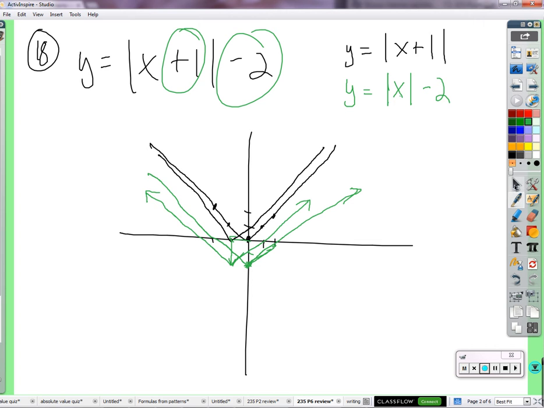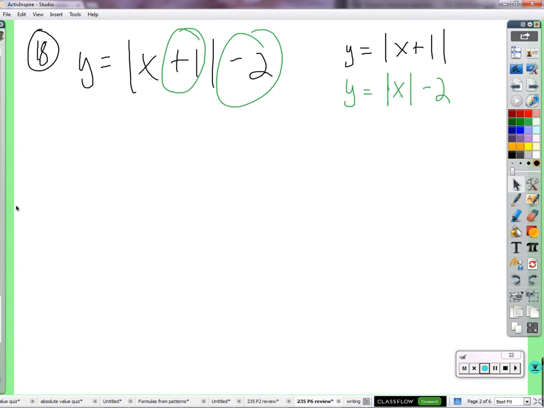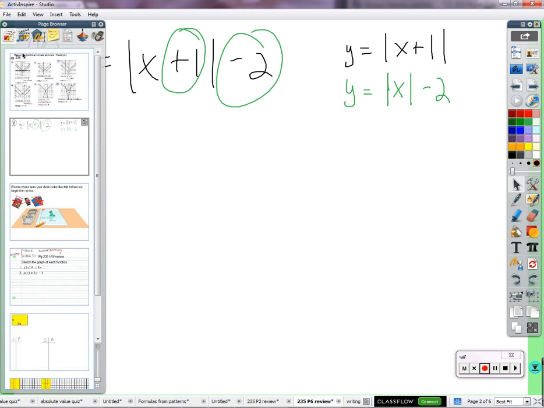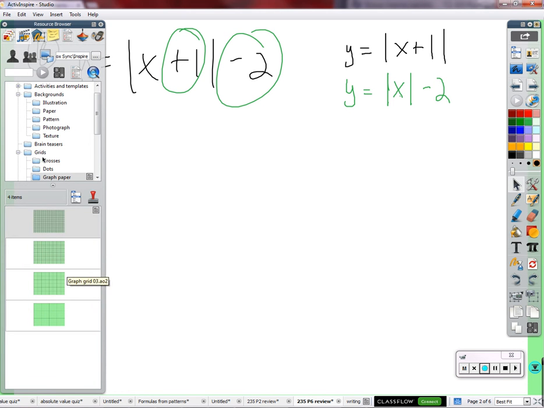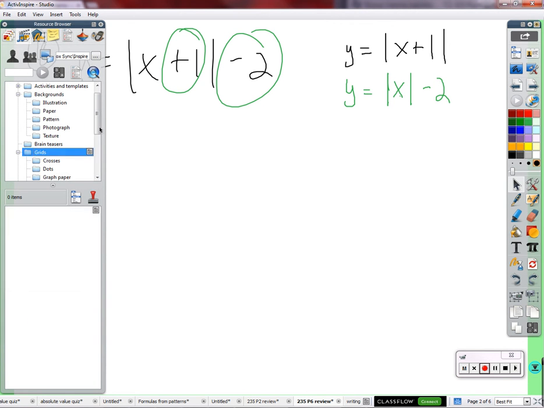So wait, why is it both of them? What are you doing? I'm going to erase this. Yeah, okay. Four of them. We're just rough sketching it to see what we would expect. What do I expect to see? There we go.